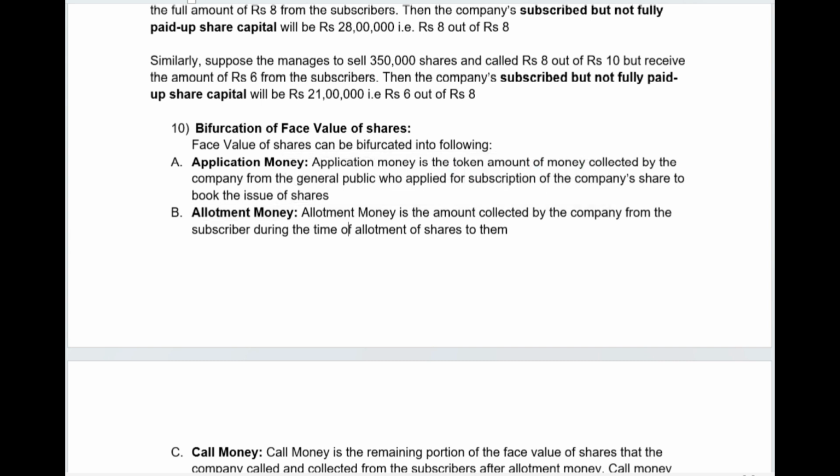Number 2, allotment money. The remaining rupees 8 of the uncalled amount of shares are bifurcated into various parts or installments, so that the subscriber does not have to face any financial burden while paying that amount of shares. These are divided as follows. Number B, allotment money. Allotment money is the amount collected by the company from the subscriber at the time of the allotment of shares to them.